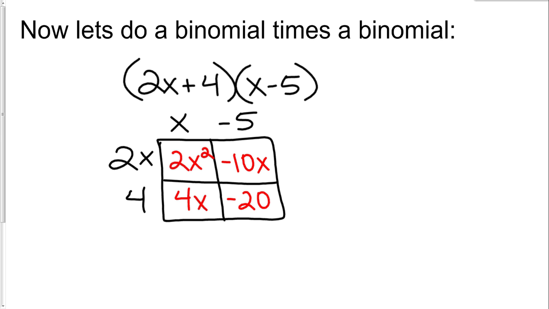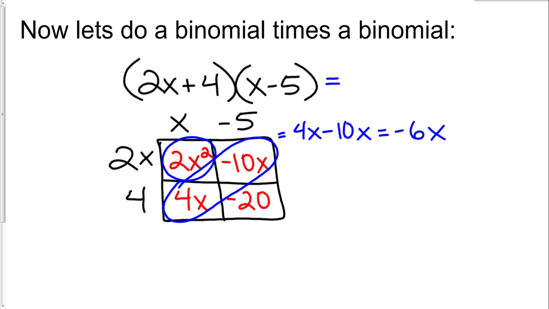So now to write our final answer, we're going to look at our diagonal. 4x minus 10x is negative 6x. So our answer, we're going to grab these guys, and it's going to be 2x squared minus 6x minus 20. So we've seen that before. We've done our area models at this point. So there's our multiplication of two binomials.